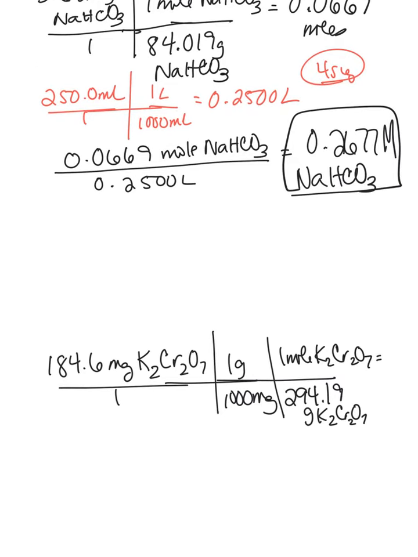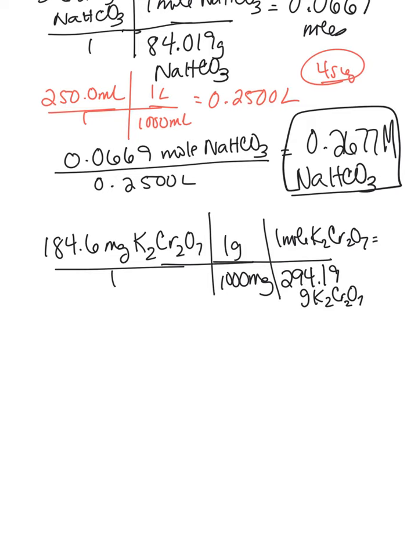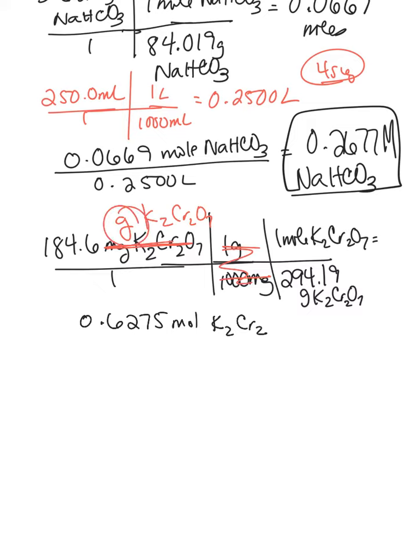And that works out to be 0.6275 mole of K2Cr2O7. Is that milligram? I did gram. Alright, well, I'm going to change this to gram. I'm not sure. So, this is gram, and we're not going to do that. So, if you change that to grams instead of milligrams, you get this number.